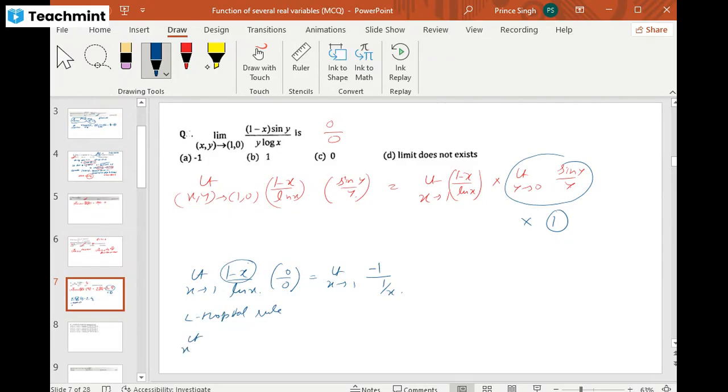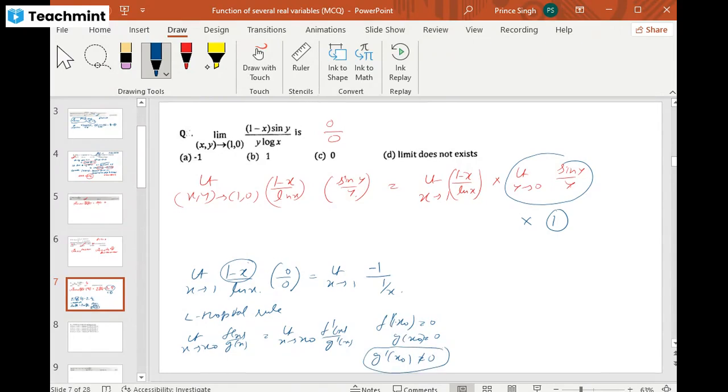if limit x tends to x naught of f of x upon g of x, this is equal to limit x tends to x naught of f dash x upon g dash x, if f of x naught and g of x naught, both of them are 0, but g dash x naught should not be equal to 0. So now if I put 1, then its limit comes out to be minus 1. So this limit is minus 1, this limit is 1, so the product is minus 1. So hence the correct answer is option A.